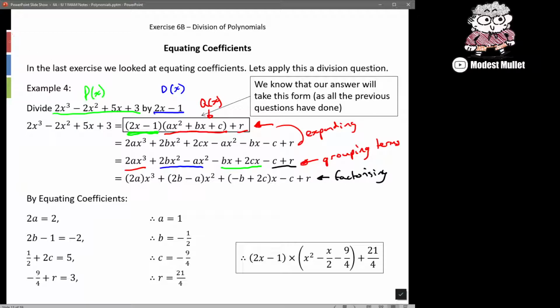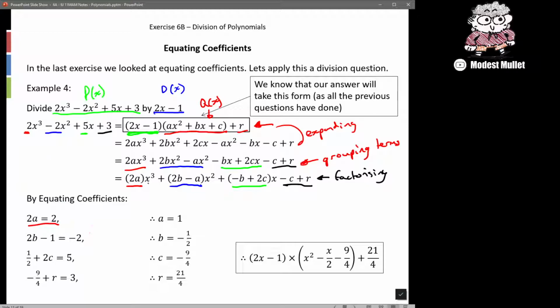So I can then equate from my original polynomial. My 2a, because that's the only x cubed term, must be the same as that 2. This 2b minus a must be the same as this negative 2, because that's what's in front of the x squared. This negative b plus 2c must be the same as this 5, because that's the only thing in front of an x term. And then the negative c plus r must be the same as this plus 3. They must be equivalent.